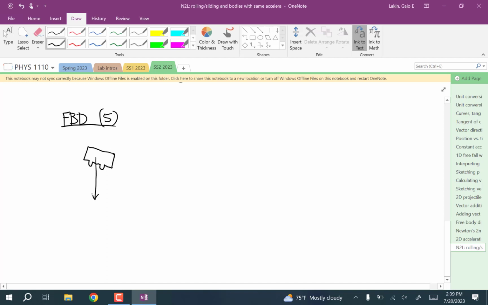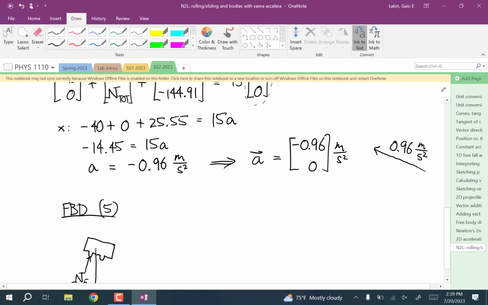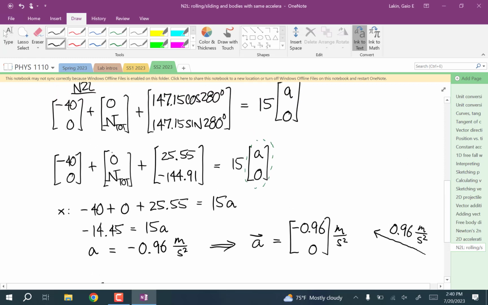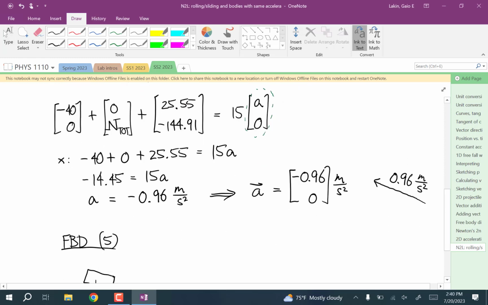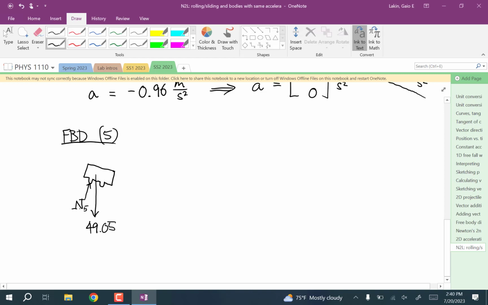There's a weight force of 5 times 9.81. There's a pushing force from the ground. I'll call that N5. That's why I use this N total before as my variable, because it's not going to be the same as this N, so I'm just making those different variables.